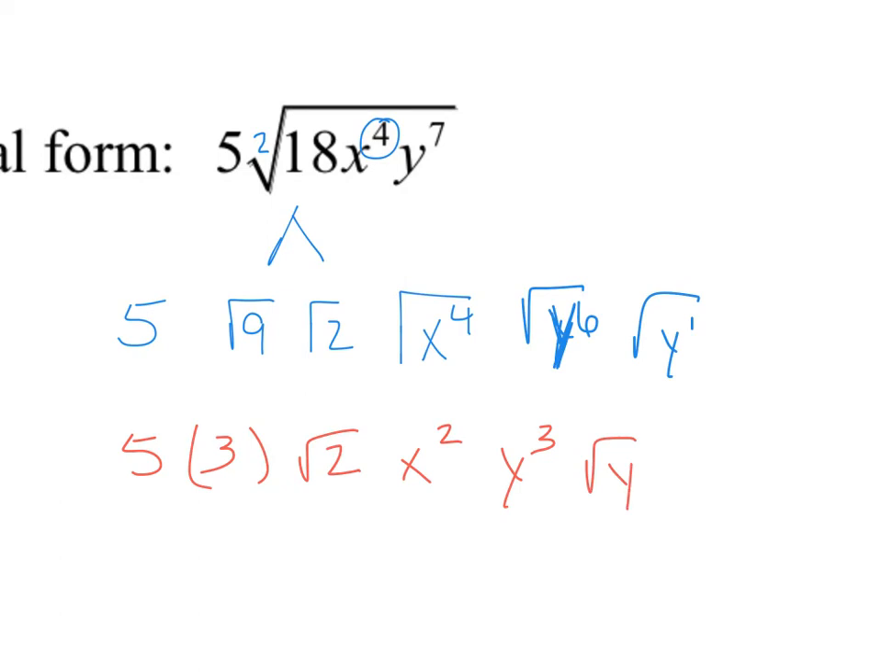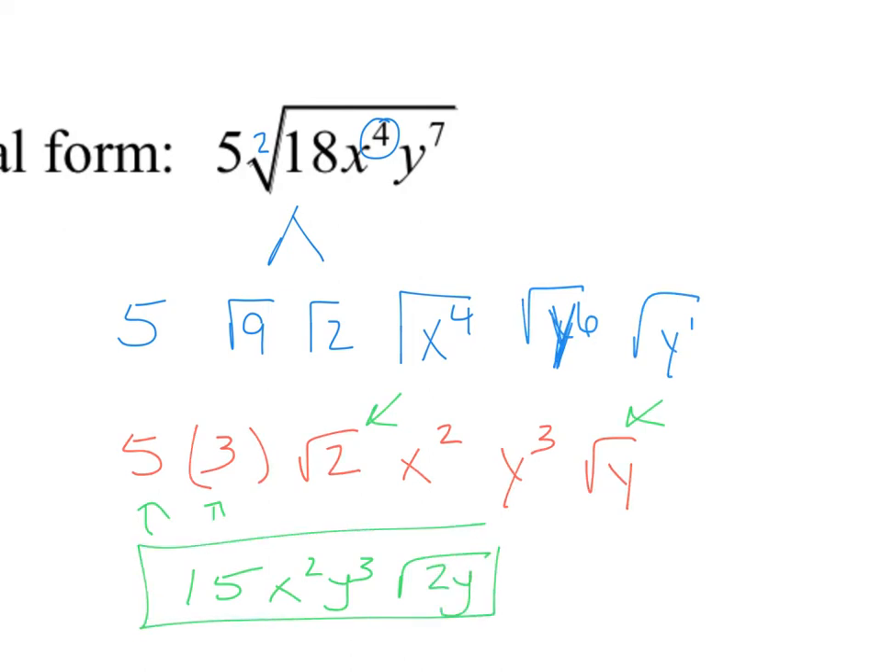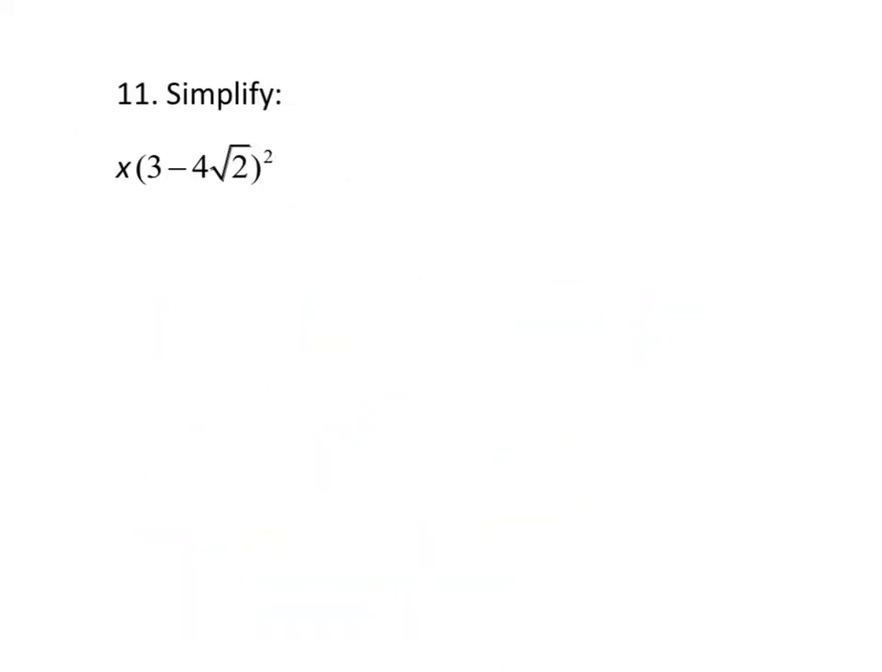So now I'm just going to bring things together. I see a 5 times a 3, which gets me 15. Anything that's not a radical will be pulled to the front. And the ones in radicals combine into the same radical. So that's my answer.